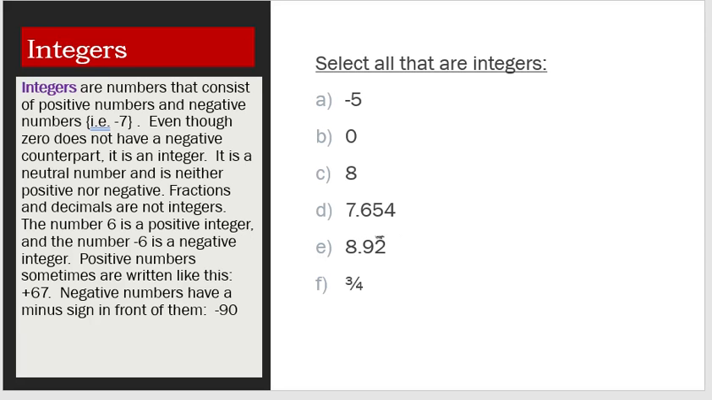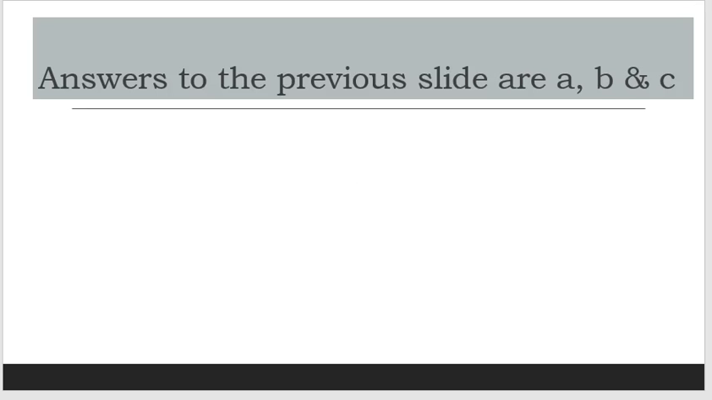Select all that are integers. A, -5. B, 0. C, 8. D, 7.654. E, 8.92 repeating. F, 3/4. Answers to the previous slide are A, B, and C.